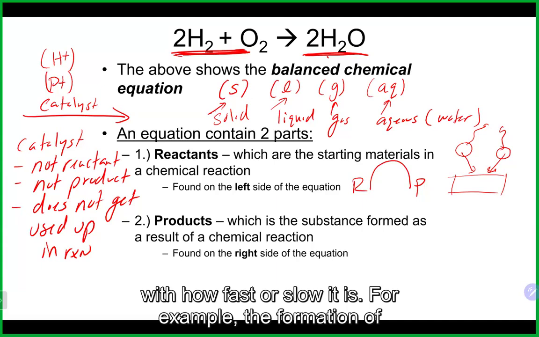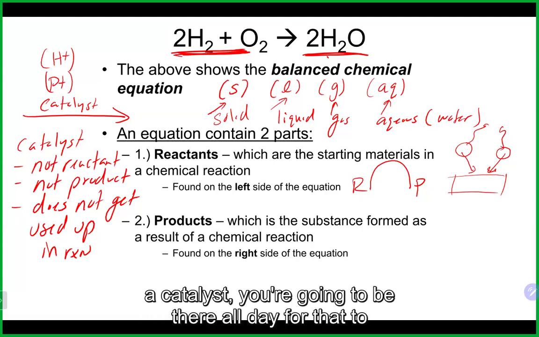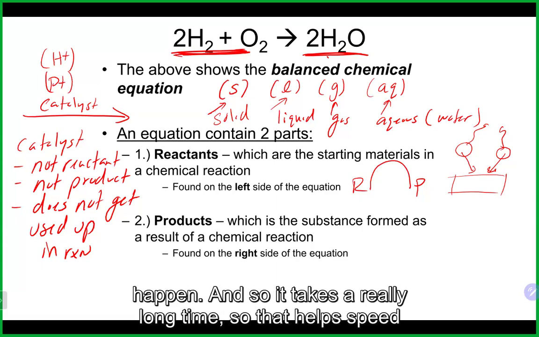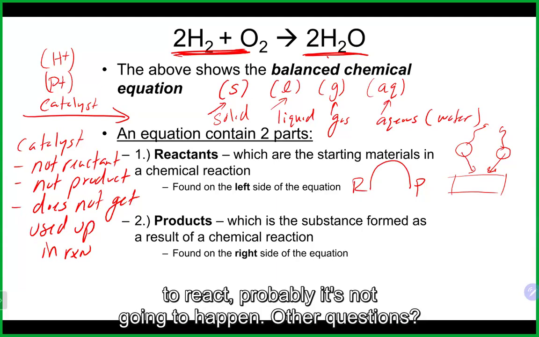For example, the formation of ammonia is a spontaneous reaction. But if you do not use a catalyst, you're going to be there all day for that to happen. It takes a really long time. So the catalyst helps speed it up. But if those two things are never going to react, probably it's not going to help. Other questions?